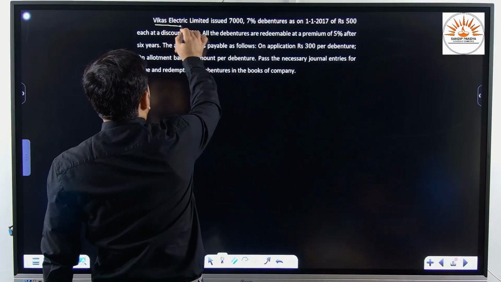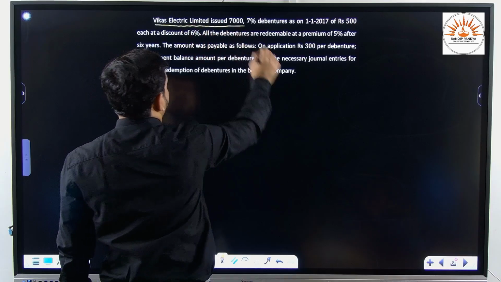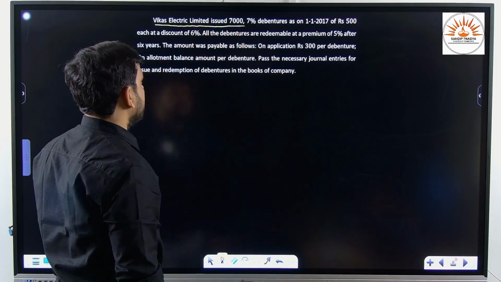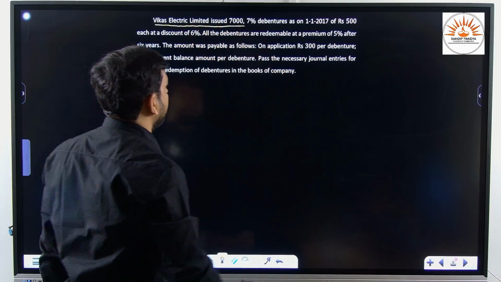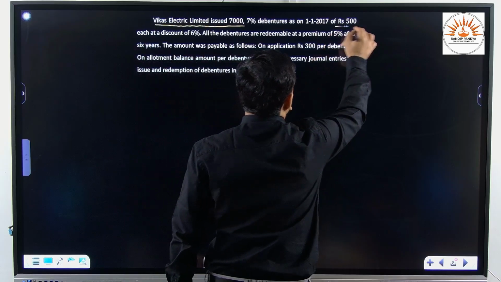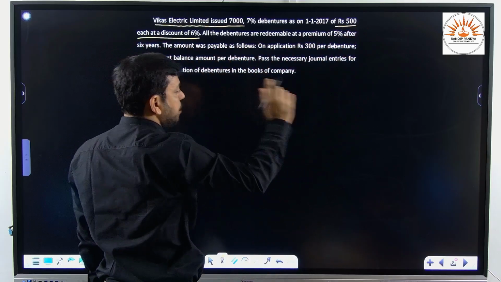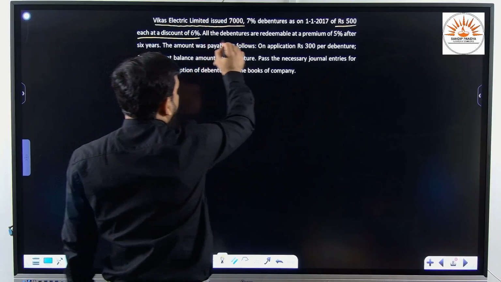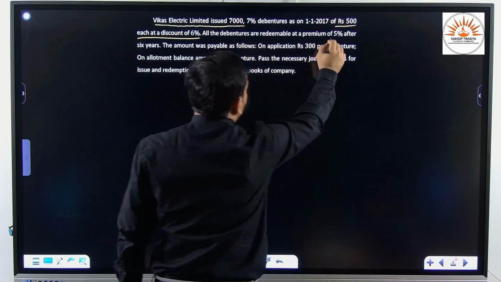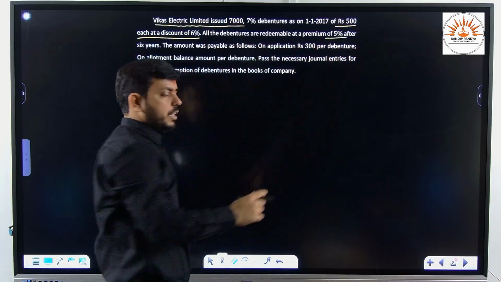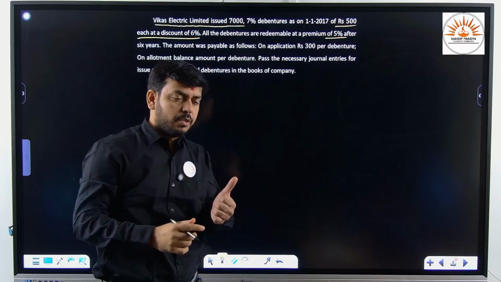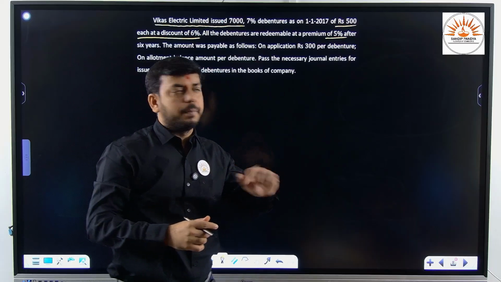As we can read, Vikas Electric Limited issued 7% 7,000 debentures as on 1st January 2017 of rupees 500 each at a discount of 6%. So keep in your mind, issued at a discount. All these debentures are to be redeemed at a premium of 5%. So keep in your mind, these debentures are going to be redeemed at a premium. So issued at a discount, redeemed at a premium.